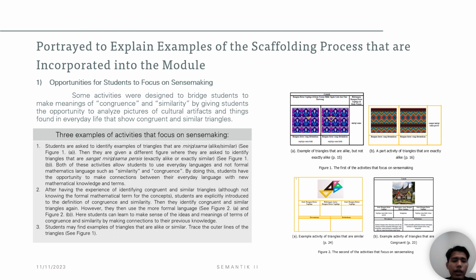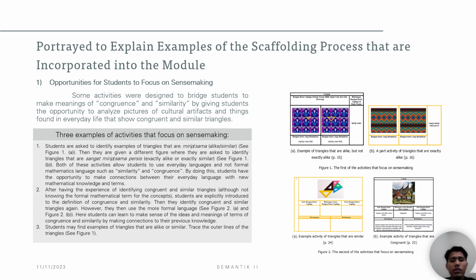And then the second one is after having the experience of identifying congruent and similar triangles, although not knowing the formal mathematical term for the concepts, they are explicitly introduced to the definition of congruence and similarity. Then they identify congruent and similar triangles again.